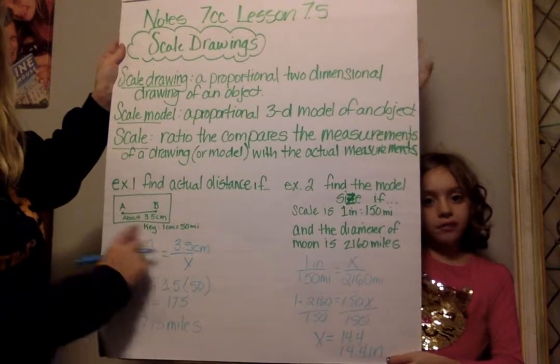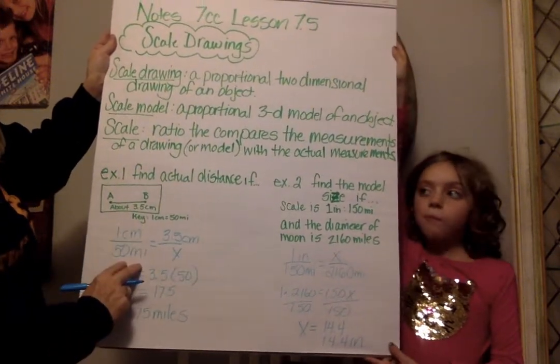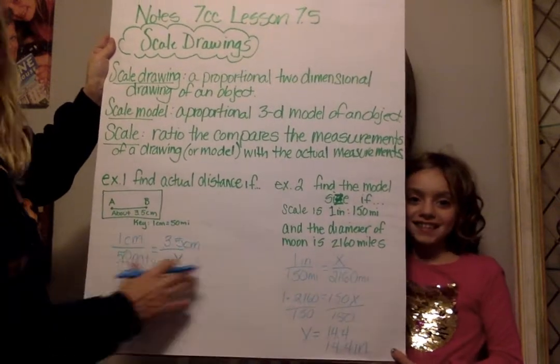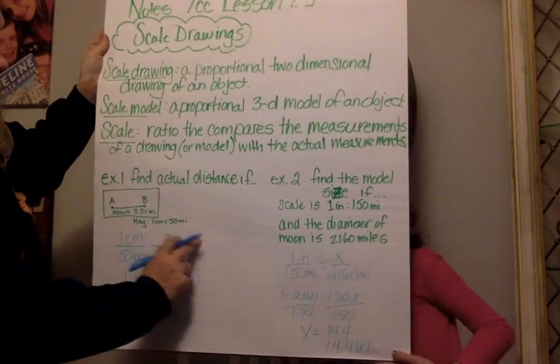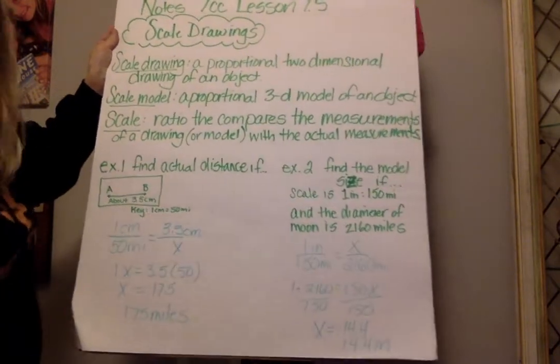That key typically comes first. You'd get the same answer if you did it second, but typically you write it first, and it's important that your ratios match up. So model or drawing on top, actual on the bottom. All right, and make sure you're solving using proportions.